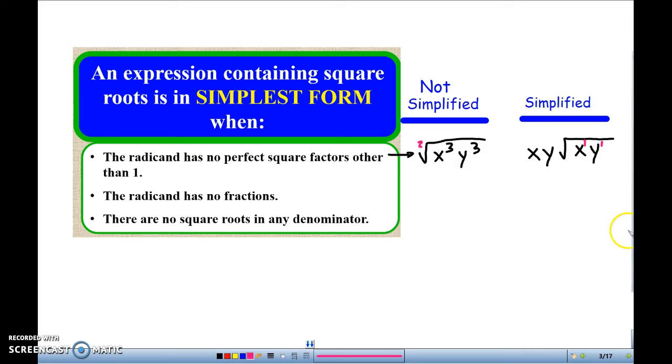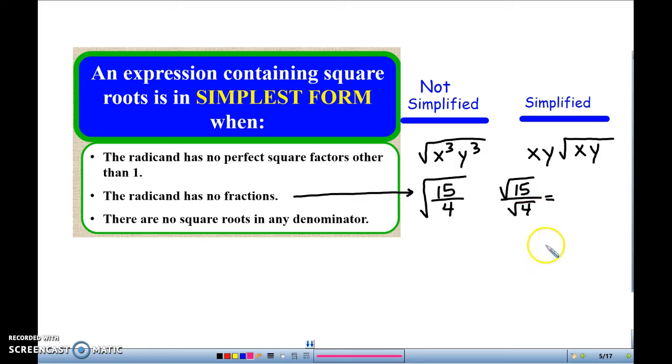The next bullet says the radicand has no fractions. Here, the radicand is a fraction, so that is not simplified. You have got to use your quotient property of radicals, separate the two apart, and now the square root of 4 is 2. This is simplified. I no longer have a radical in the denominator.